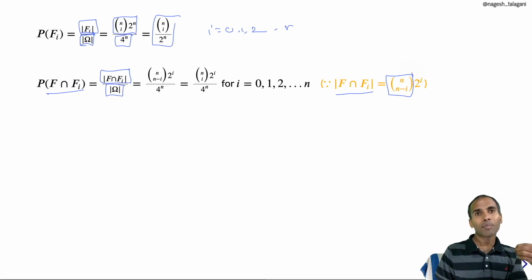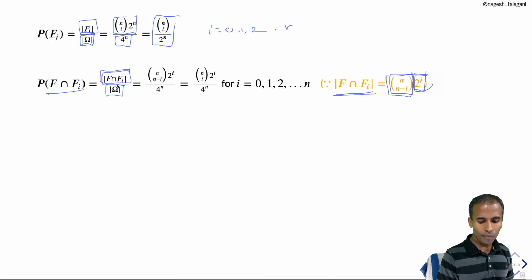So B can be any subset of A complement. So there are 2 power i subsets. So B can be picked in 2 power i ways. So that's why the number of elements in F intersection Fi is going to be n choose n minus i times 2 to the power of i, by the size of the sample space, which is 4 to the power of n. But we know that n choose n minus i is the same as n choose i. So the probability of F intersection Fi is going to be n choose i times 2 to the power of i by 4 to the power of n for all i equal to 0, 1, 2, so on n. Okay.